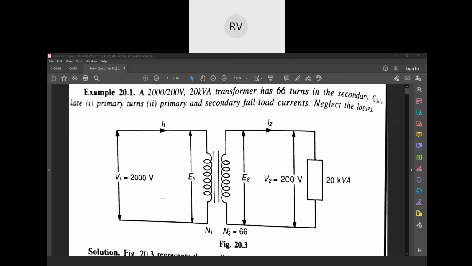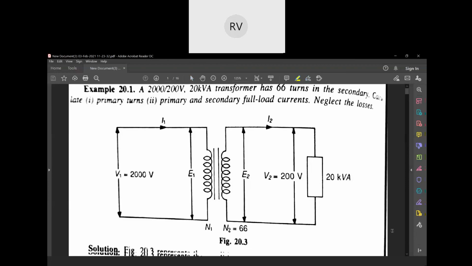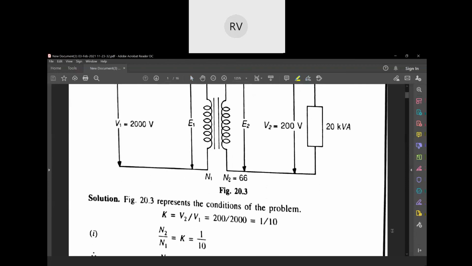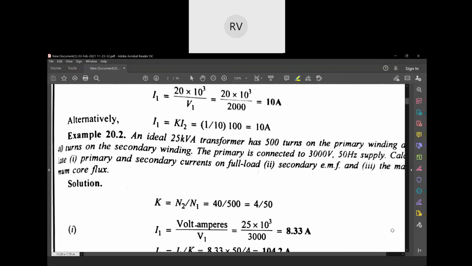So primary is there, secondary is there, and you have the voltages V1, 2000 volts, and then again 200 volts. He is giving us the voltages and all those things, and then we have this E1, E2, and we know that N2 is equal to 66 turns, but you can see that the k value is given in the problem itself, right?